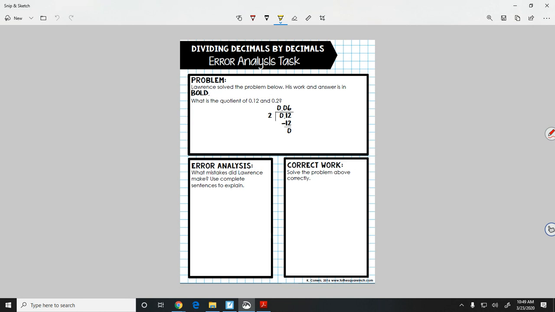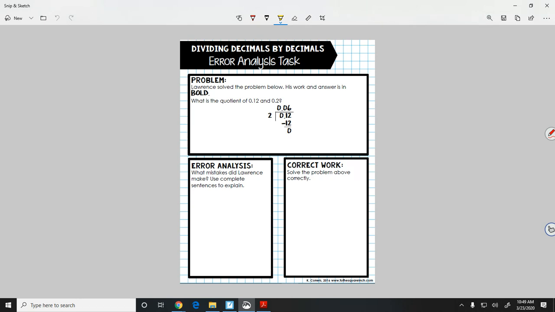As you can see, our error analysis task for today is dividing decimals by decimals. Yesterday we just had a decimal in the dividend. Now we're going to have a decimal in the dividend and the divisor. So we're getting this division practice in, okay?